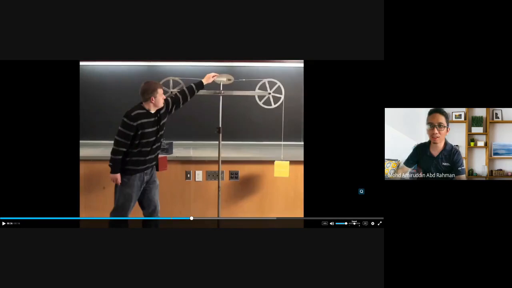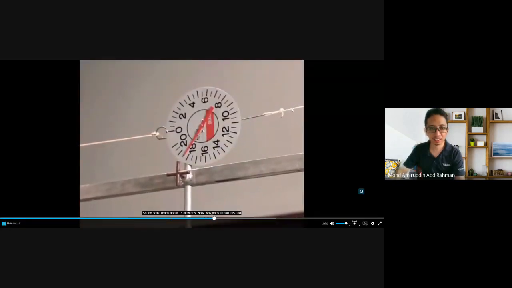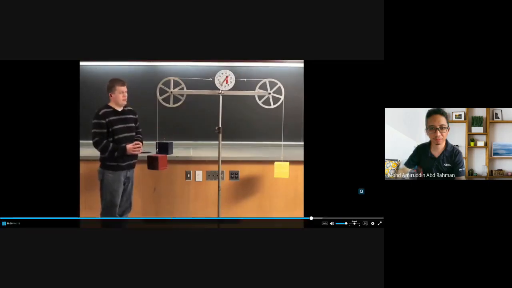So let's have a look. What should the reading be? The scale reads about 18 newtons. Now, why does it read this and not 0 or 36 newtons? The answer is 18 newtons. The system is not accelerating, therefore the tension in the string between the yellow block and the spring scale must be equal to the weight of the block, which is 18 newtons.